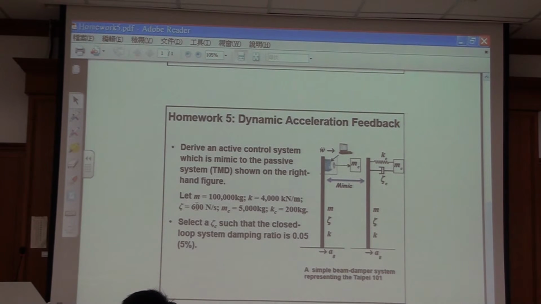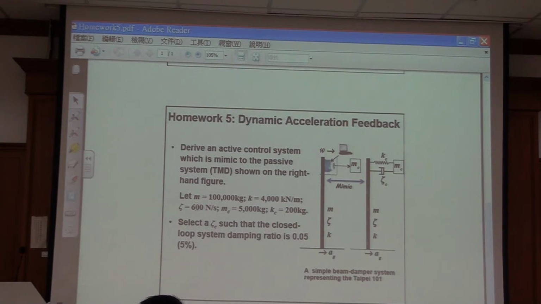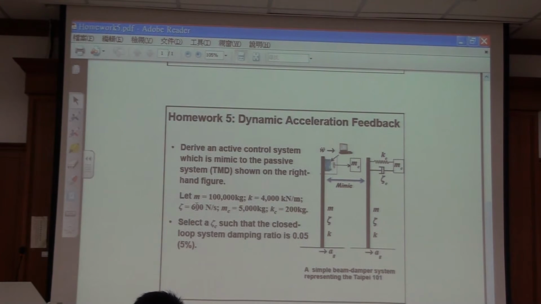So you can plot eigenvalue. Eigenvalue 1, what is the damping ratio for that? Number 2, what is the damping ratio for that? And then you choose the zeta C such that both eigenvalues have 0.05 damping ratio. Understand?